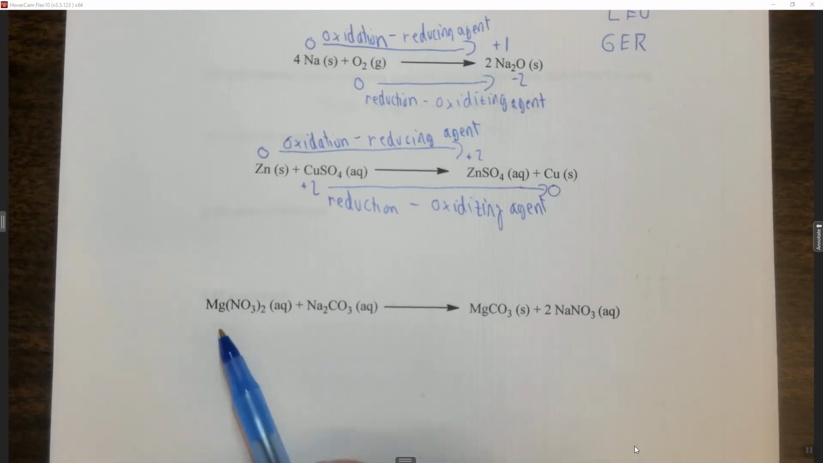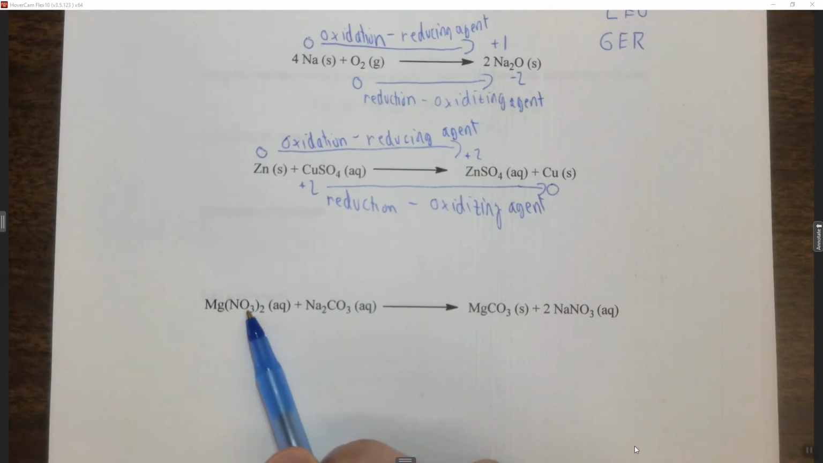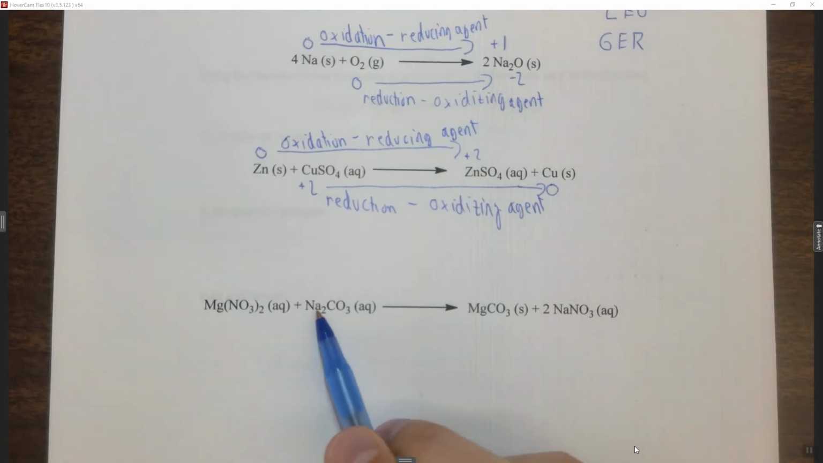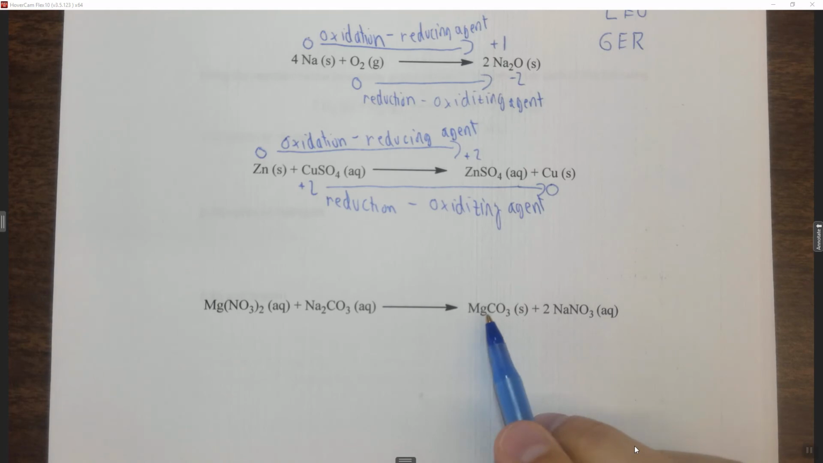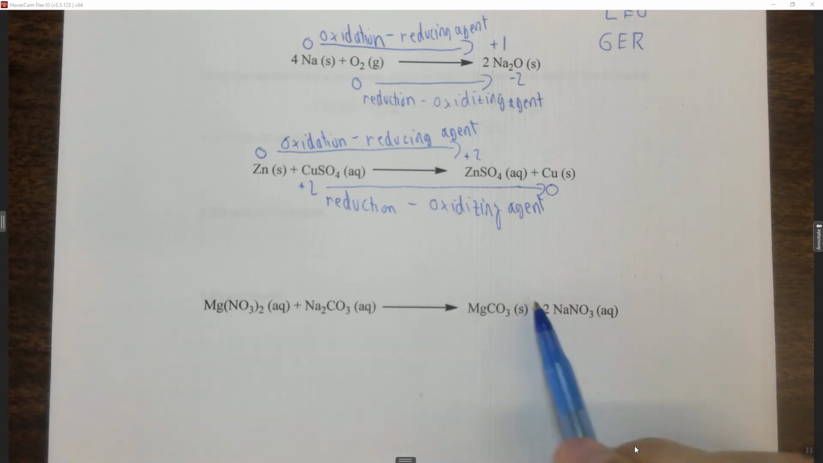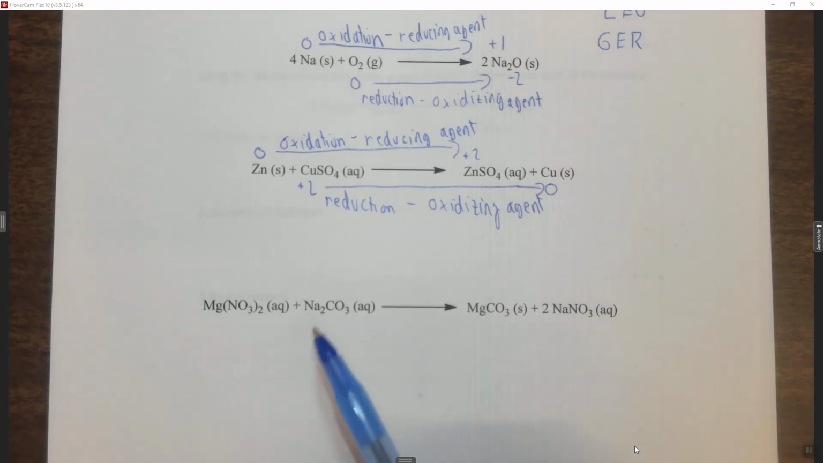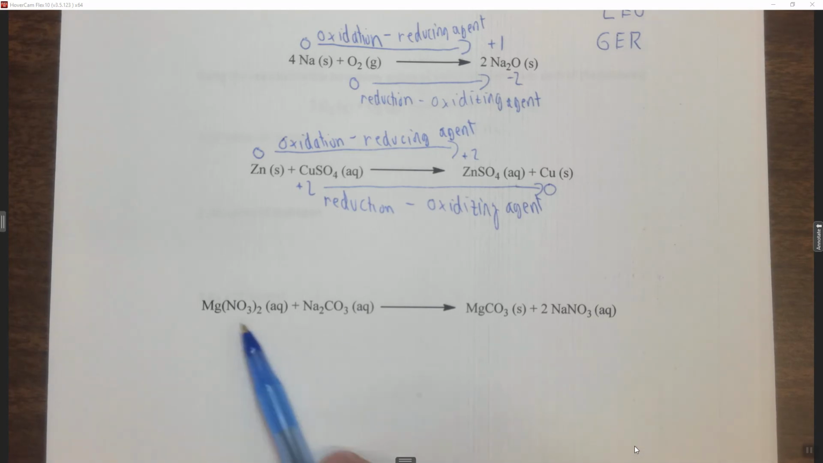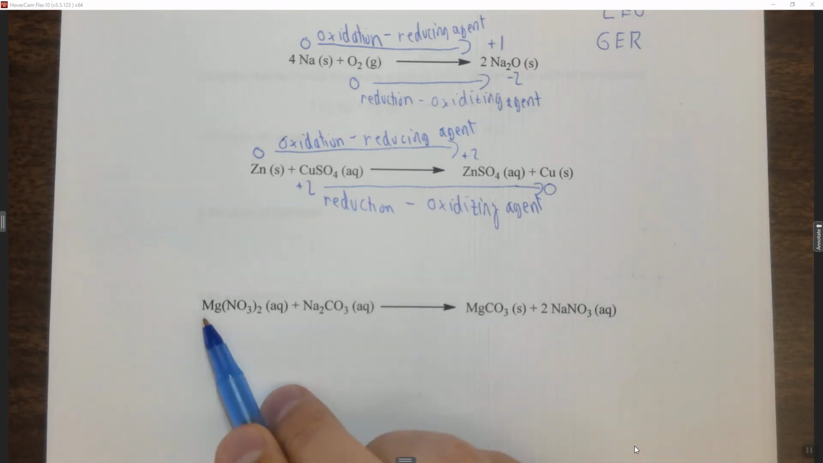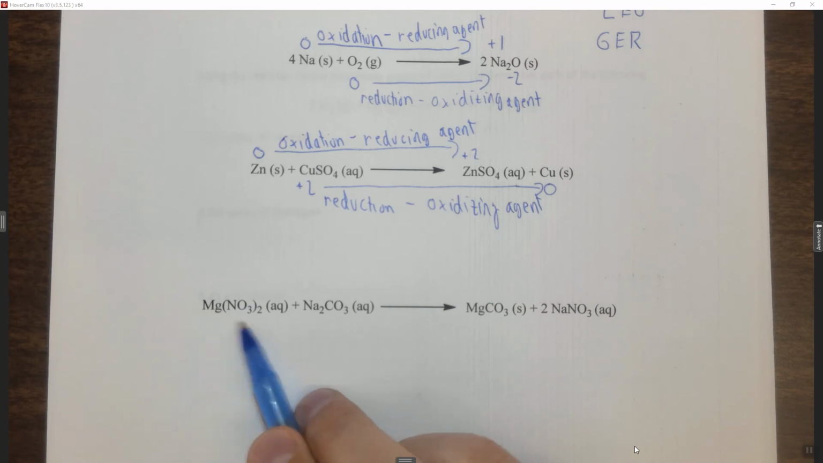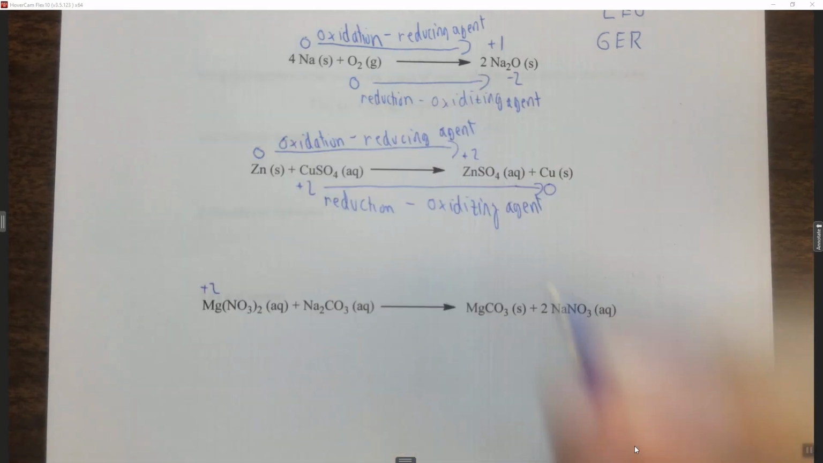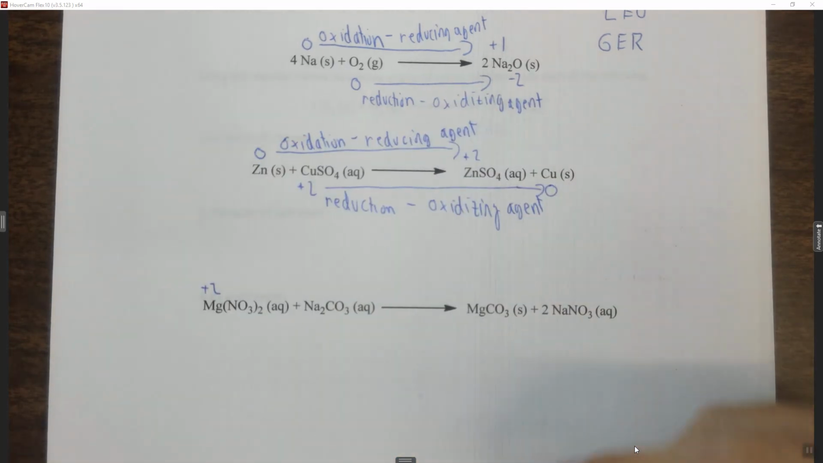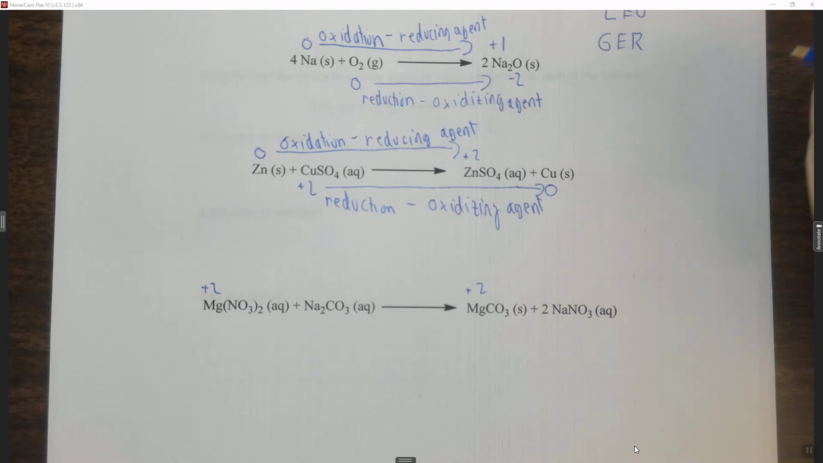All right, let's look at the last one. We have magnesium 2 plus with nitrate and sodium plus with carbonate going to magnesium carbonate and sodium nitrate, and we get a solid here. First thing again that I notice is nitrates have not changed, carbonates have not changed. So there's no oxidation or reduction going on in our polyatomic ions. Let's look at magnesium. Magnesium's in a compound here, so it's plus 2. It's in a compound here, it's a 2A metal, so it's plus 2.